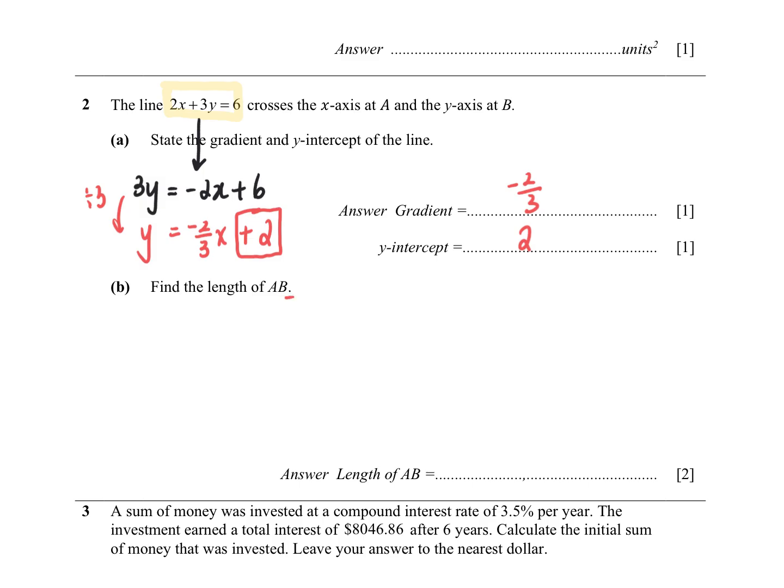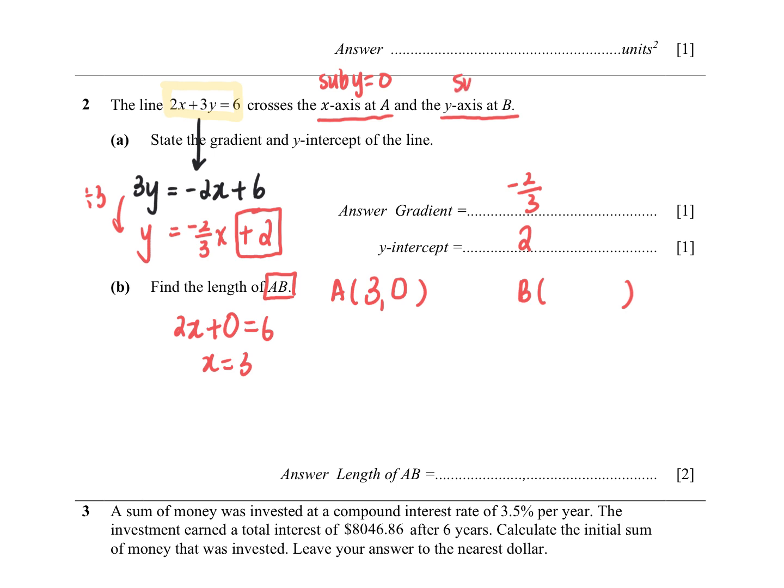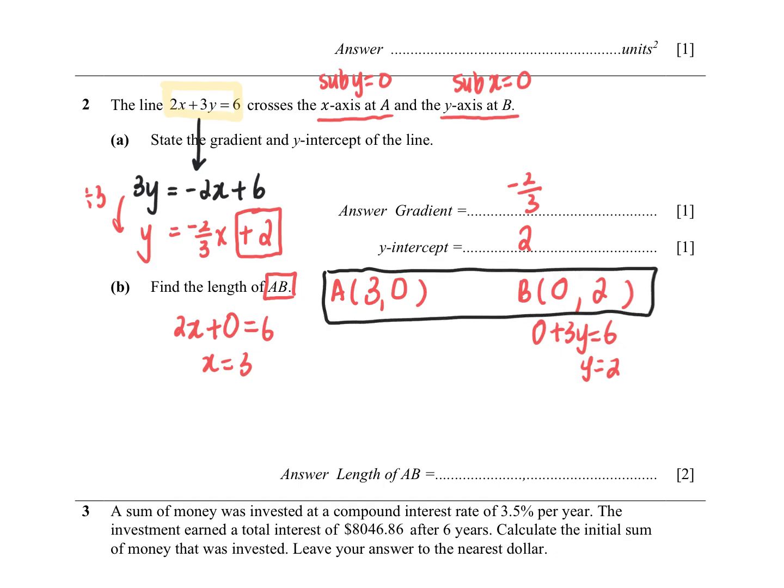Okay, next is the length of AB. I need to know what is A and I need to know what is B. So x-axis means x-intercept. You sub y as 0. So when you sub y as 0, x is just 3. So this is the coordinate. And then when it's cutting the y-axis, that is the y-intercept. So you sub x as 0. So y is 2. So these are the two coordinates. If I see this, you get your method mark.